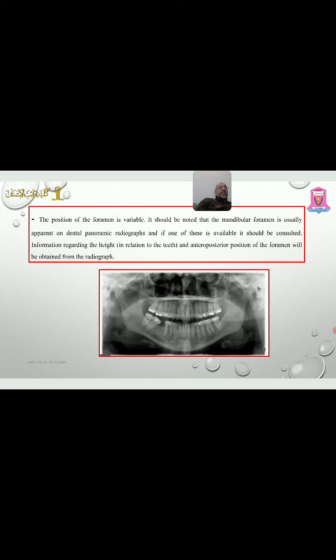It should be noted that the mandibular foramen is usually apparent on a dental panoramic radiograph, and if one of these is available, it should be consulted. Information regarding the height in relation to teeth and the anterior-posterior position of the foramen will be obtained from the radiograph.